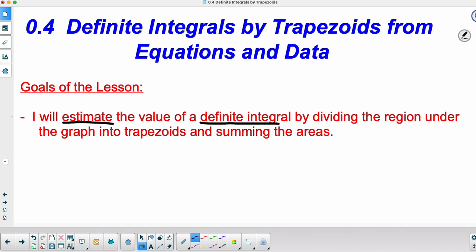Again, what is a definite integral? We're going to do it by looking at trapezoids, because trapezoids work really, really well to define areas under our curves, and I'll show you why in a moment. So today, let's pull out our notes.